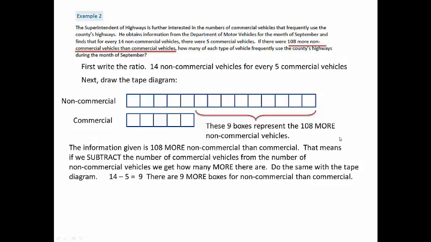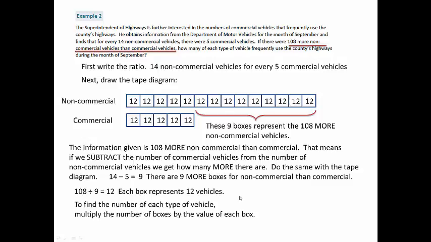So when we have these 9 boxes, to figure out how much goes in each of the boxes, that means we need to divide 108 by 9. So each box represents 12 vehicles. I'm going to put a 12 in each box for non-commercial and commercial. And then to find out how many of each type of vehicle, I'm going to multiply the number of boxes by the value of each box.